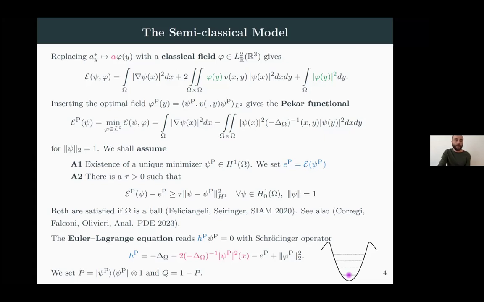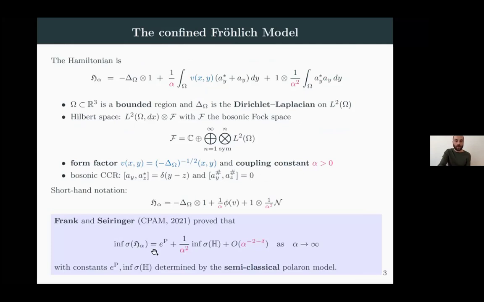And by capital P, I will denote the orthogonal projection in the electron coordinate onto the ground state of this Schrödinger operator H_P, and by Q, the projection onto the corresponding orthogonal complement. And now we've seen where the leading order Pekar energy comes from. So let me go back to the first slide. So now we've seen where the first term in this expansion comes from.